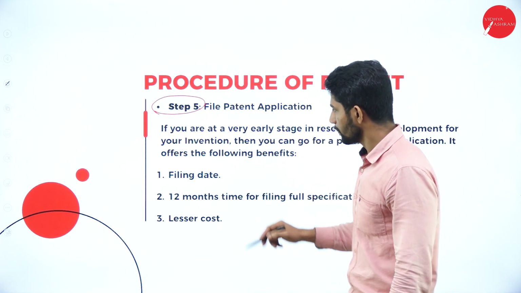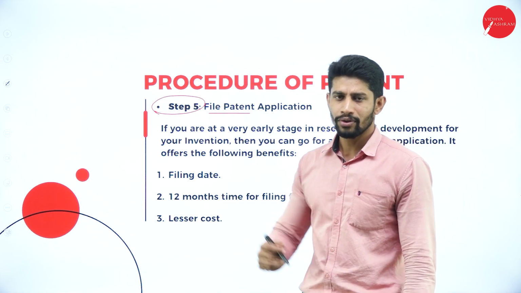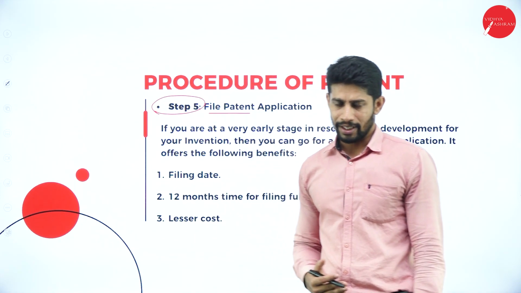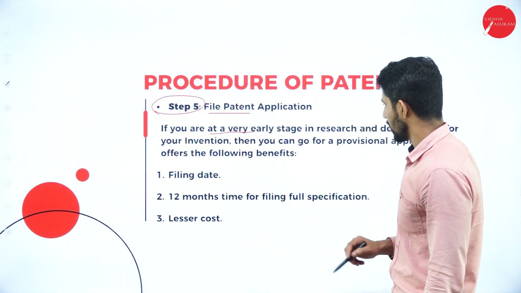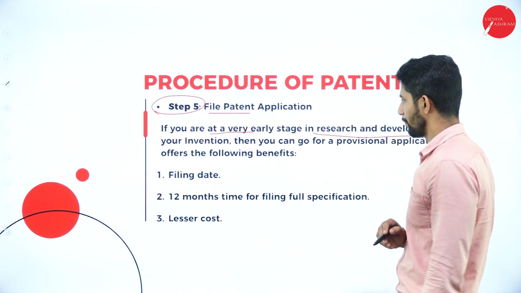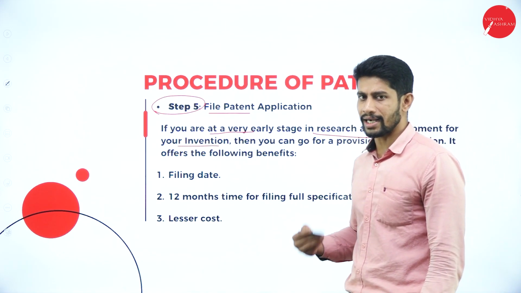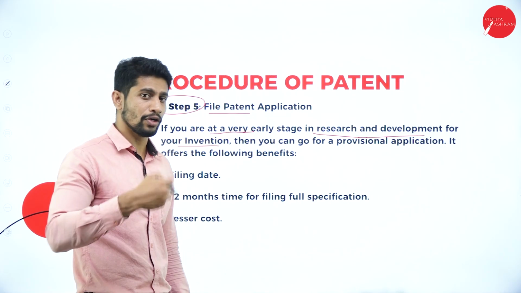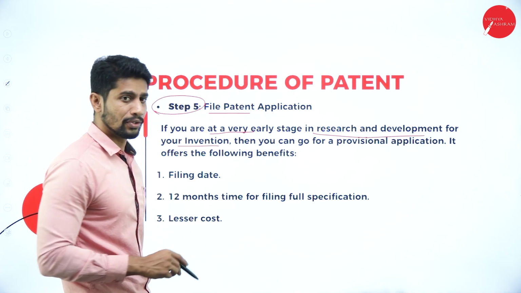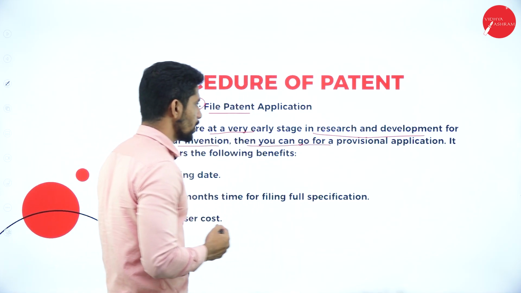In step 5, file patent application. So in step 5, what will we do? We file a patent application with the government. If you are at a very early stage in research and development for your invention, that means you have already started the research and development but have not yet completed the product, then you can go for the provisional application.